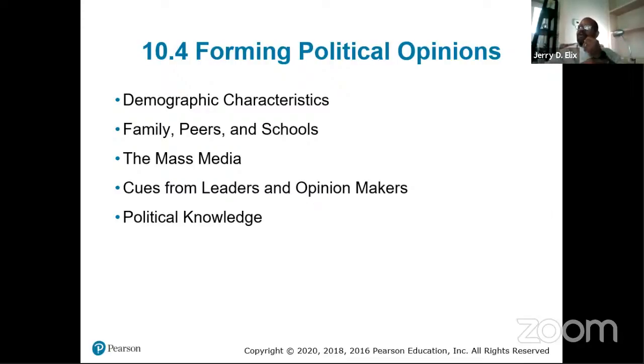Leaders and opinion makers that you admire, people that your family have followed throughout their lives and believe are credible to a point, even though you totally disagree with them, you still listen to them, and it still becomes a part of you to a point. And your political knowledge is what you usually receive from your family, your peers, and your schools. And it is what you gather from mass media, cues from leaders, and opinion makers. And all of this is based upon how your demographic characteristics are seen in society.